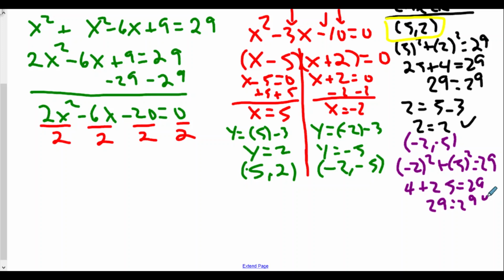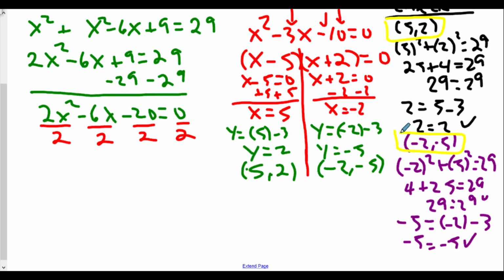Okay, now for the equation again, y equals x minus 3. So in this case, does -5 equal -2 minus 3? And -2 minus 3 is -5, so that works out as well too. So our other coordinate here, (-2, -5), works out.